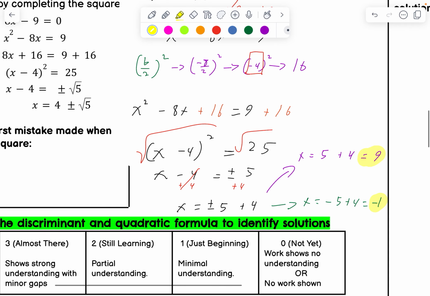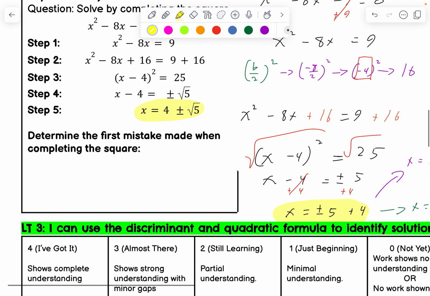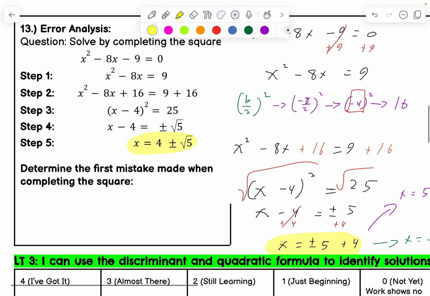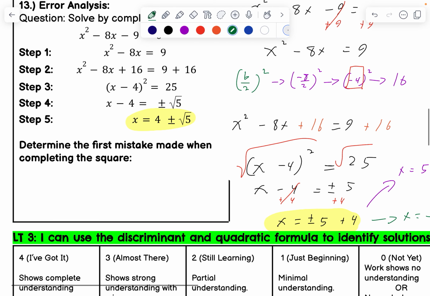Looking over here, it looks like we have x minus 4 equals positive and negative 5. Okay, we got that far. That's right there. And it looks like then we have x equals 4 plus or minus 5, which is the same as this step here. X equals, you could see they put the 4 in the front and then the 5 in the back, but it's the same thing. So I don't think there's a mistake in this problem. I think 4 plus or minus 5 is the way to go. And I would leave this as determine the first mistake made when completing the square. I think there's going to be no mistake.